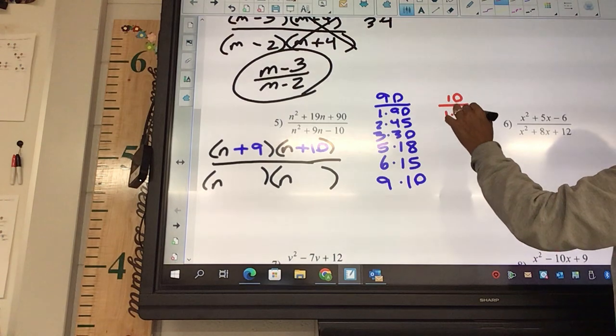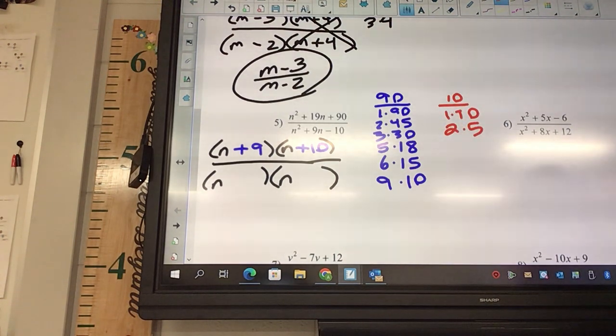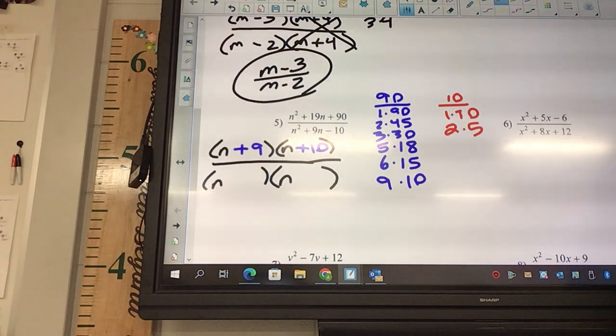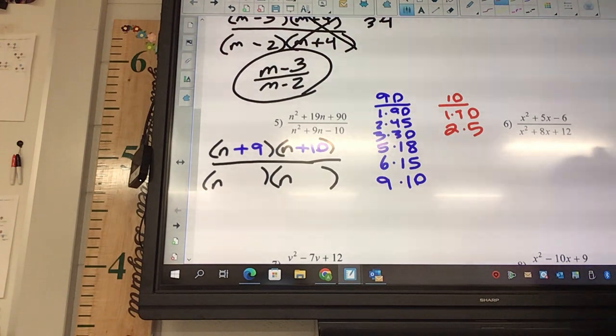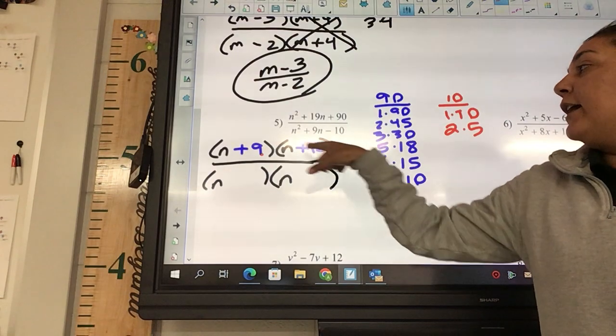Okay. For the other one, my number is a 10. I got 1 and 10, 2 and 5. Okay, now, let me show you something. Look up here, because this is kind of a cheater way. For the second set of parentheses on the bottom, we know that we want to cancel something. So we're either looking really for a 9 or a 10.